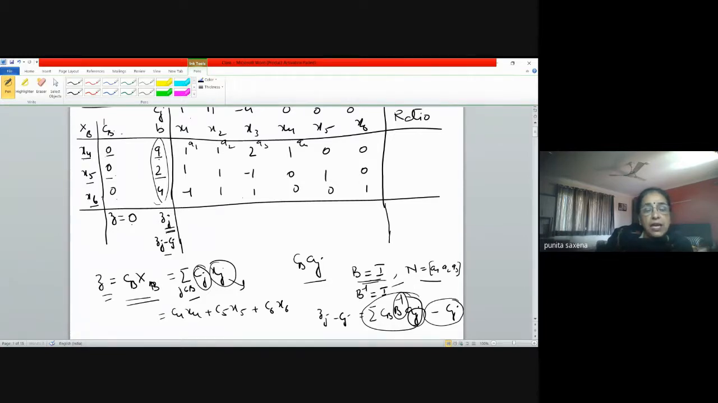Okay. So in this case, this is your initial table. All your CBs are 0, so it's okay with us. It will be 0 into 1 plus 0 into 1 plus 0 into minus 1. So what will that be? 0. Is this clear? CBAJ, just remember this. This is what you are computing, okay?